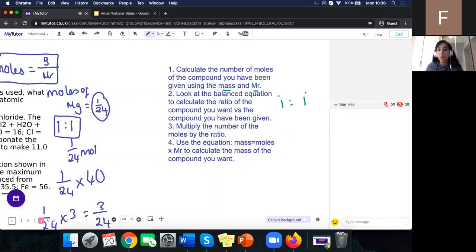We multiplied the number of moles by the ratio. Well, the ratio was 1, so that means the number of moles stays the same. So it's 250 moles of calcium carbonate, which is 250 moles of calcium oxide. And then we use the equation mass equals the moles times the Mr to calculate the mass of the compound you want. So the moles was 250, the Mr was 56. So then we did 250 times 56 to give us the mass of the calcium oxide, which is what we wanted. So that's the 4-step method there.